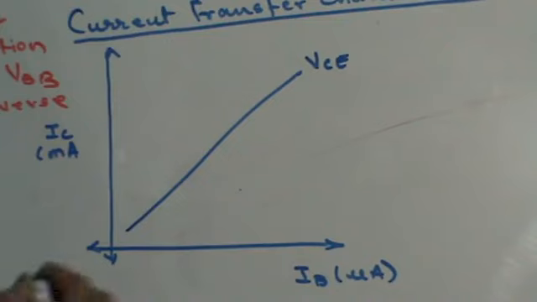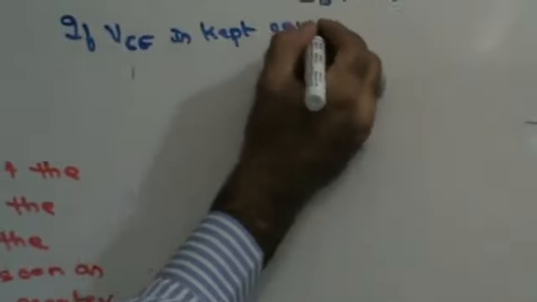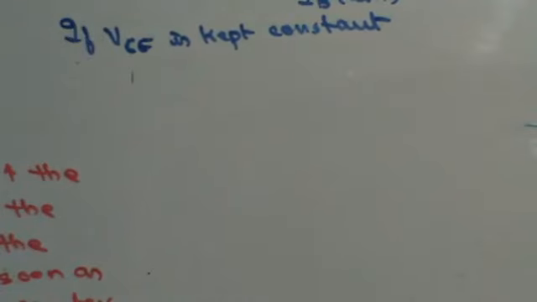Now, if the collector emitter voltage VCE is kept constant, then as IB varies, there is a change in IC. As the base current varies, there is going to be a change in the collector current also. So the graph between the base and the collector current is found to be a straight line.